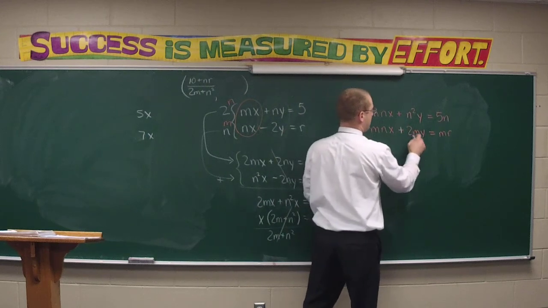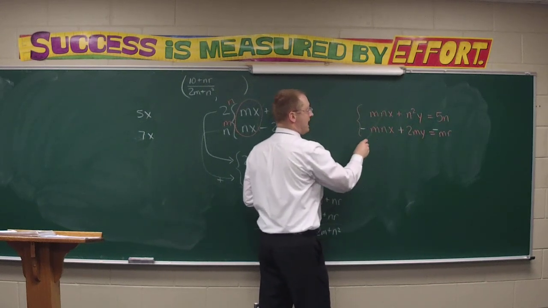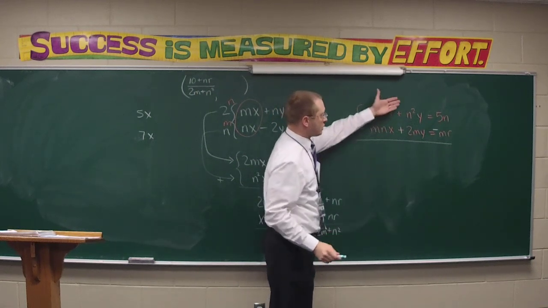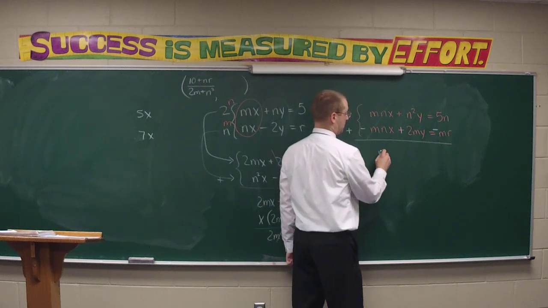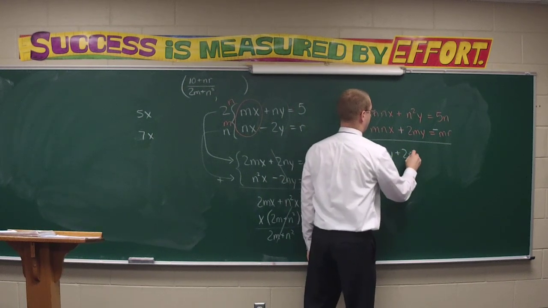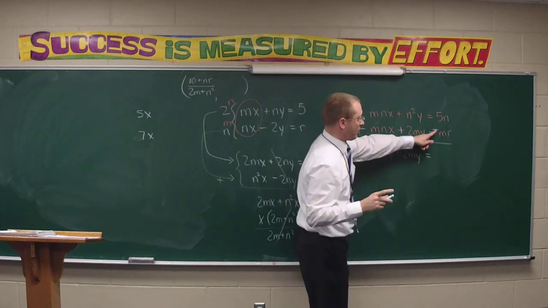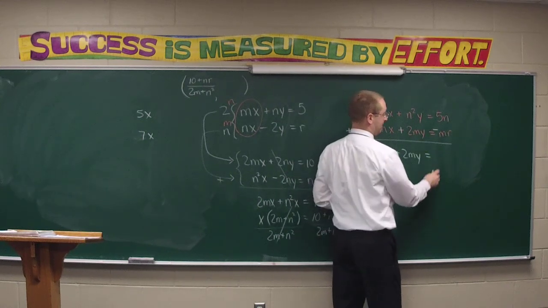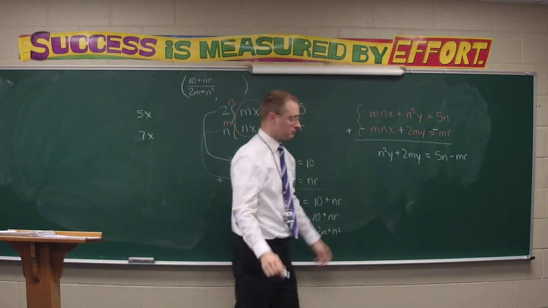So I'm going to distribute the negative. This will allow the mx and negative mx to cancel. When I add n squared y plus 2my, class, I get n squared y plus 2my. And when I subtract, or add the negative here, 5n plus a negative mr, class, 5n minus mr.